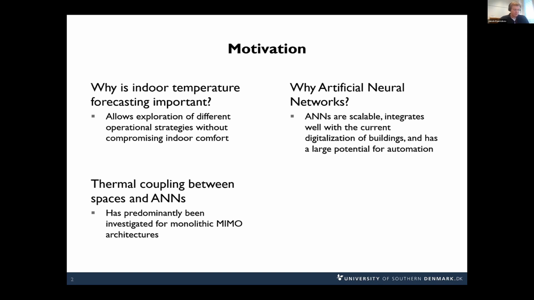Okay, so when we have these energy models that can predict indoor temperature, in some cases it's really important to consider the thermal coupling between spaces, when the temperature difference between different zones in buildings is very high. But in the literature, when considering ANNs, the most used method has been these very large monolithic MIMO architectures, where you basically have one big black box model that is able to predict temperatures for all spaces in a building at once. And there are certain drawbacks of this method that we try to address with this modular approach that we present in this study.